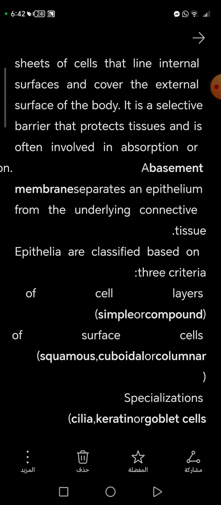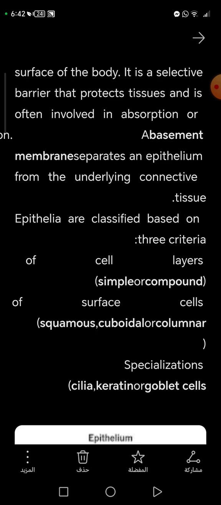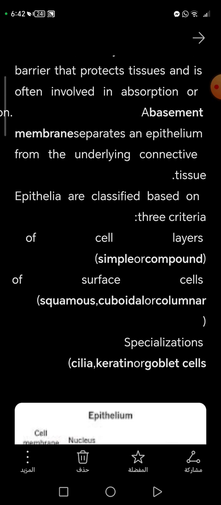It has the work of absorption. Absorbing means taking in. Epithelia are classified based on criteria. Okay, the classification of epithelial tissue. I don't like numbering so much, it makes me tired in writing.